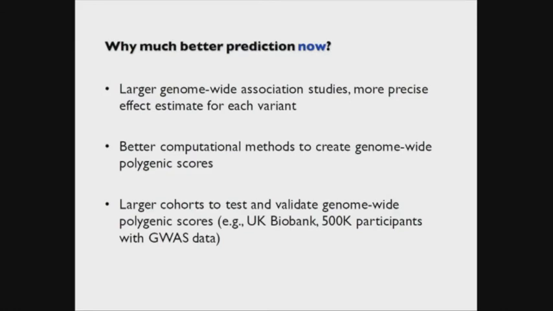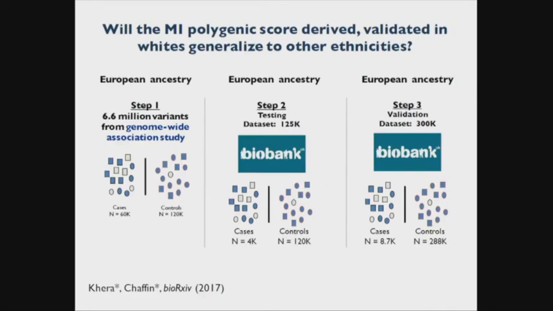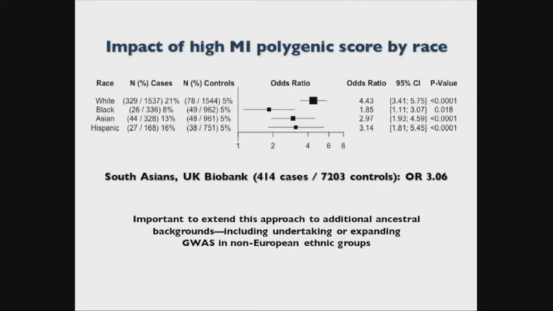So why is there much better prediction now compared to earlier? And that's because of larger genome-wide association studies, better methods to bring together genome-wide scores, and then lastly, large cohorts like UK Biobank, where you can test and validate to find the extreme tails at higher risk. So now, will the MI polygenic score that we derived and validated in individuals of European ancestry be generalizable to other ethnicities? So all three components here are basically individuals of European ancestry. So this is a big question. So we looked at this, and it does generalize.